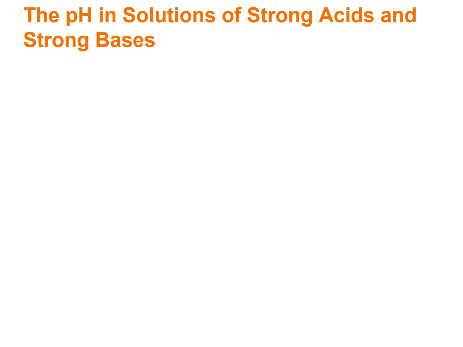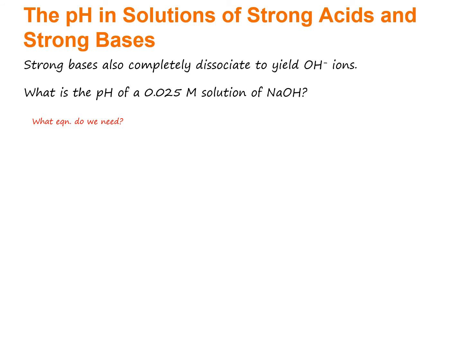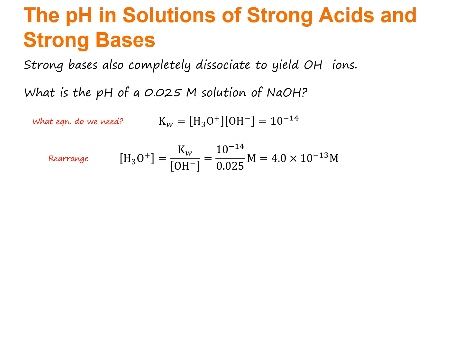So let's take a look at solutions in which we have a strong base. So strong bases also completely dissociate, and they yield the hydroxide ions. So if we look at a solution of, say, sodium hydroxide with a 0.025 molar solution, then how are we going to figure out what the pH of that solution is? Because this tells me how much hydroxide I'm going to have in solution. So you should be thinking back to that Kw equation. And if we rearrange that, we can go ahead and figure out what the hydronium concentration is from that.